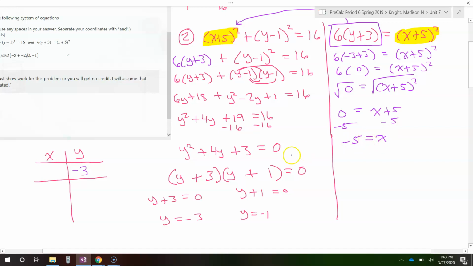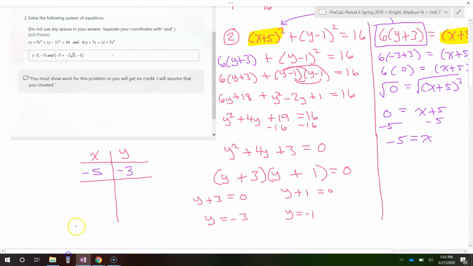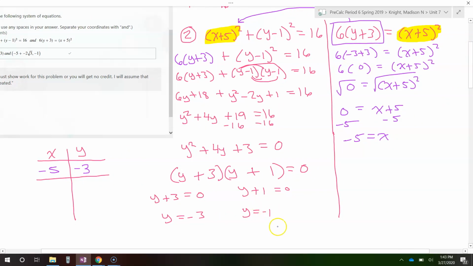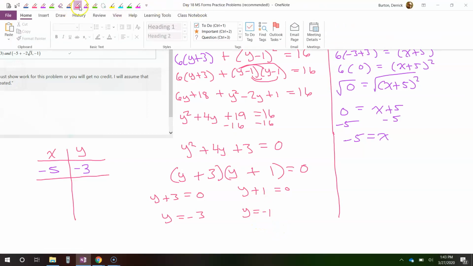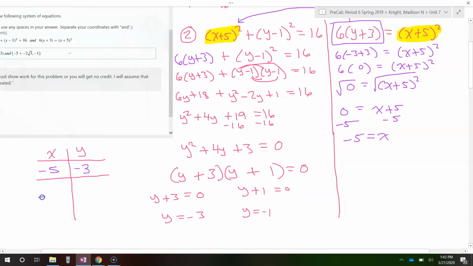So when y is negative 3, then x is negative 5. That is why one of my points was negative 5, comma, negative 3. That's where that point came from. But we have this other y value, and you're going to see in a minute that this is actually going to give me 2 points. Let's check it out.